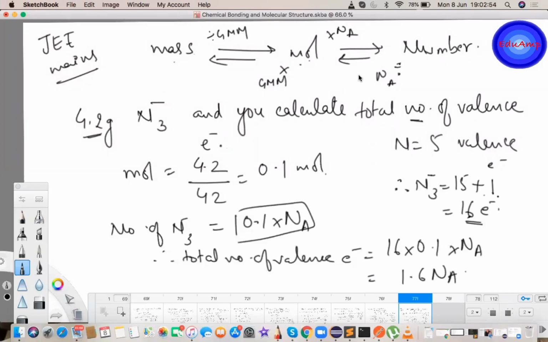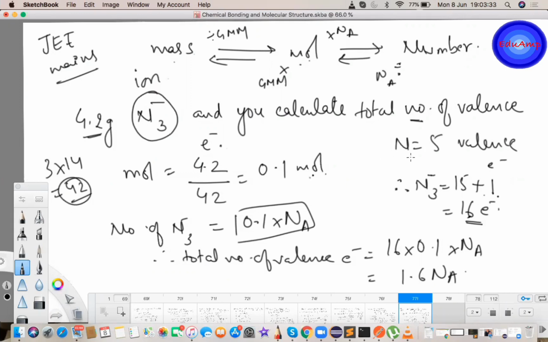Mahesh, okay, I just repeated this again. I'll explain this again. Just try to understand, okay? See, in this question, this is one single ion. 4.2 gram of N3 minus is given to you. First, calculate moles of this. So 4.2 divided by 42. There are 3 nitrogen, therefore 3 into 14, which comes to 42. So molar mass will be 42. So 4.2 divided by 42 is 0.1.